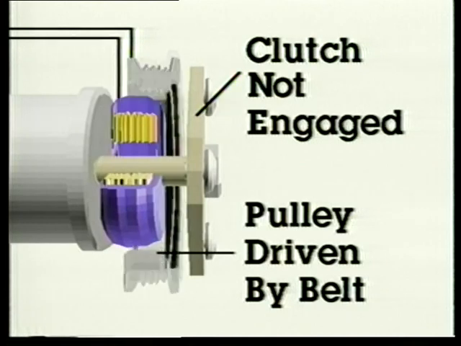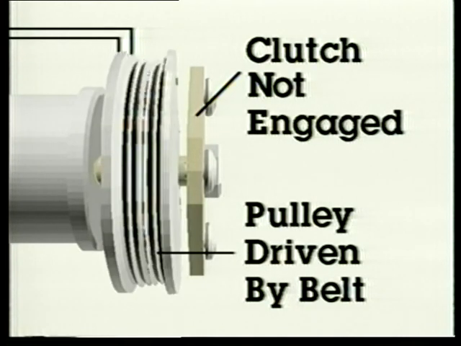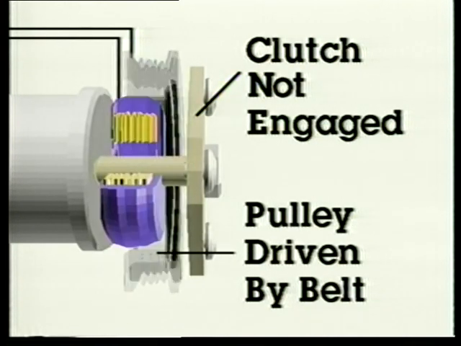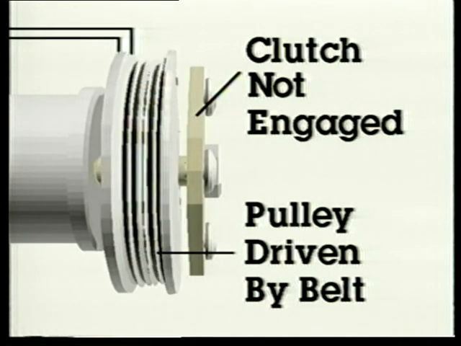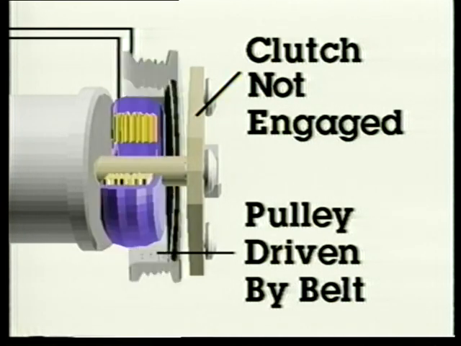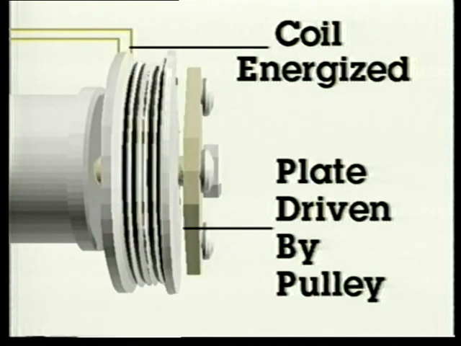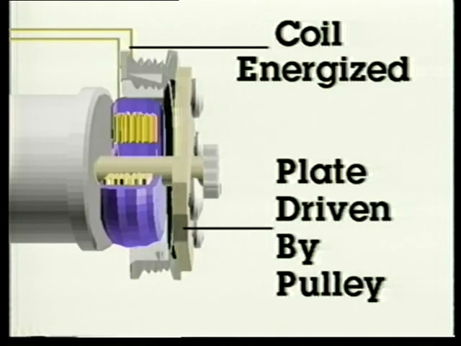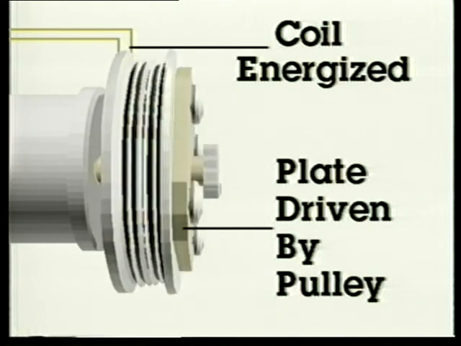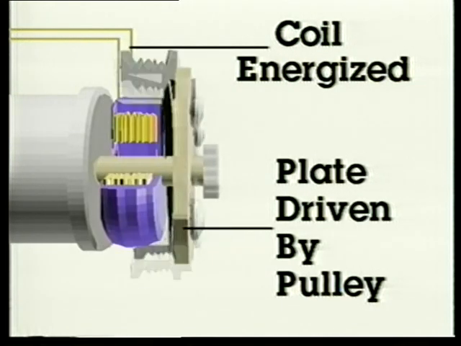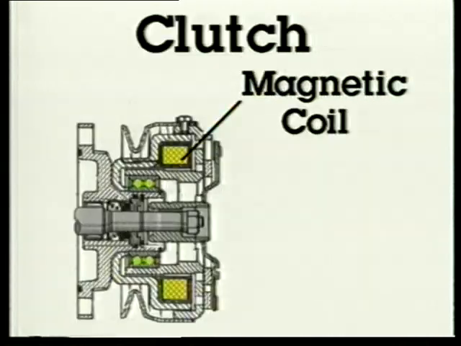This animation demonstrates what is happening inside the compressor clutch. When no current is fed to the electromagnetic coil, the clutch pulley freewheels. When the coil is energized and the electromagnetic field pulls the plate into the pulley, the two turn together and the compressor kicks in. This cutaway shows the magnetic coil inside a compressor clutch.